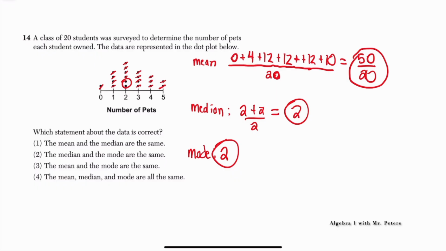And when we look at this, right, our answer choices: the mean and the median are the same. That is incorrect. The median and the mode are the same. Okay, that is correct. So this could possibly be our answer. But let's just look at the other ones. The mean and the mode are the same. That's absolutely incorrect. And the last one, we know all 3 of them are not the same.